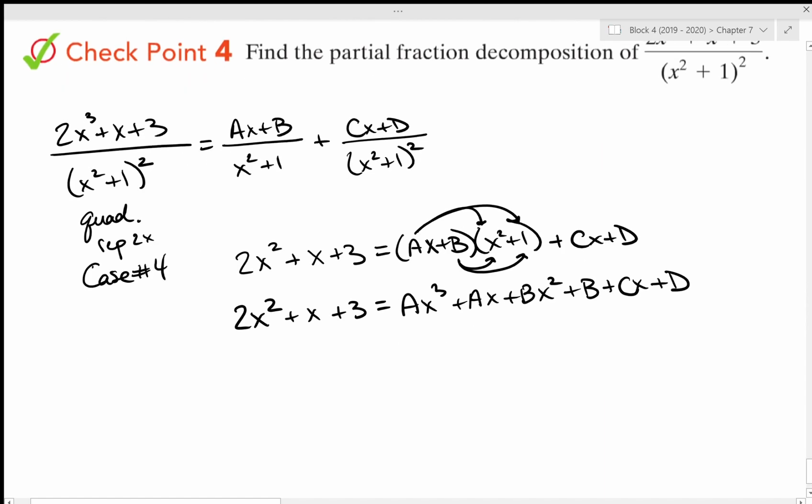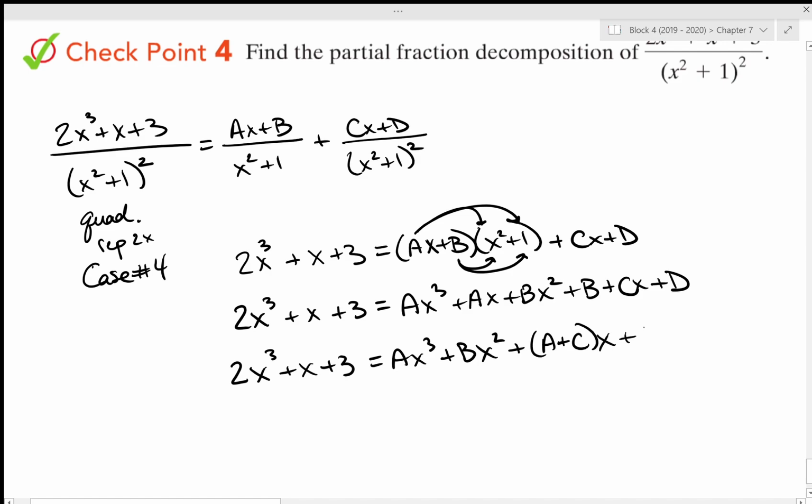I'm going to combine my like terms. Oh, I wrote squared here. I'm okay, guys. Come on. Erase. We got 2x cubed. So it's 2x cubed plus x plus 3 equals ax cubed. There's only one. There's also only one bx squared. With the x's, we have a plus c, x, and then with the constants, we have b plus d.